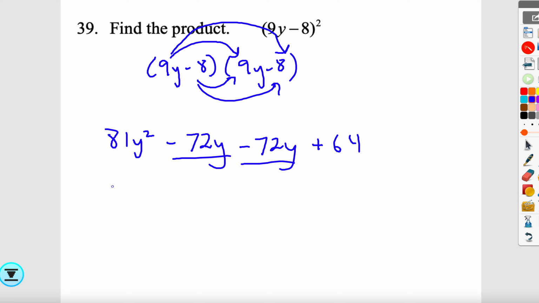Combine our like terms here. So then we get 81y squared minus 144y plus 64. And let me double check that. And we're good, yeah.